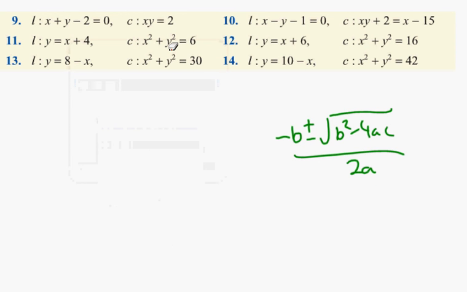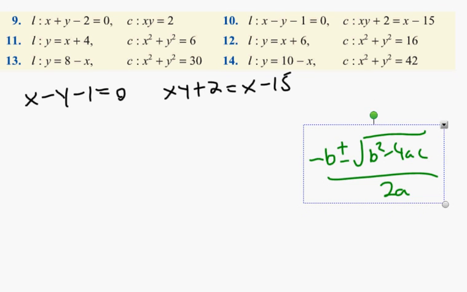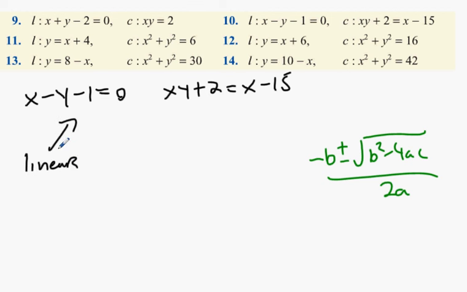Okay, so with number 10, it's slightly different. Number 10 has L as x minus y minus 1. That's your linear, and C is your quadratic. Now you can see that it's a bit jumbled up, this one. Which one's the linear and which one's the quadratic? That's the linear. Is any of the letters on its own yet? The answer is no. So bring the y and bring the 1 over the other side, and what happens? x equals y plus 1. x is now on its own.